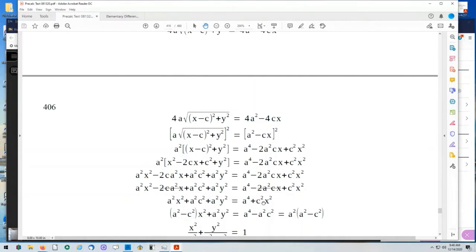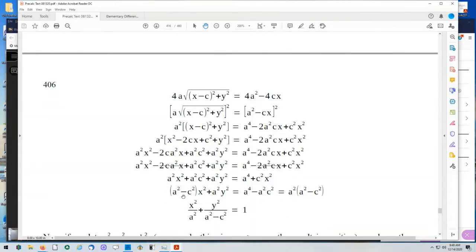Over here I have another x squared term, so I can move that to the left-hand side with a negative in front of it, and then I factor it out. So the x squared term has an a squared minus c squared times x squared. On the left-hand side, I just leave the a squared right there. And on the right-hand side, when I move everything over, because I have to move the a squared c squared over to the other side, I factor out an a squared, and I have the following.